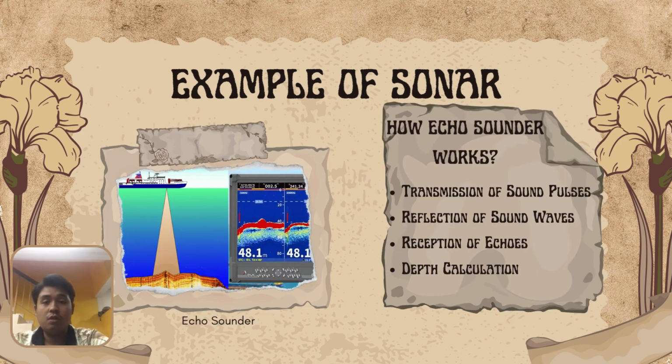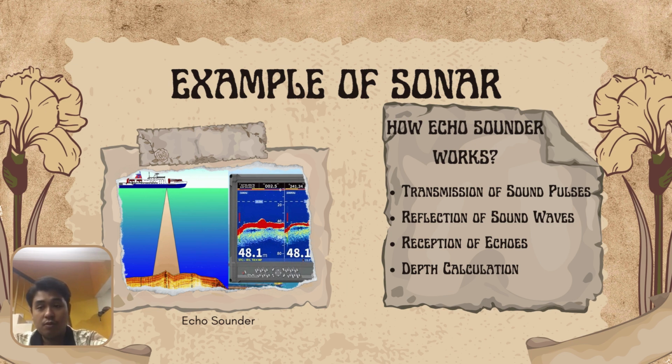Next, we go to the echo sounder. So how does the echo sounder work? First is transmission of sound pulses. The echo sounder transmits sound pulse pings downward into the water from a transducer mounted on the hull of the boat or ship. Second is reflection of sound waves.